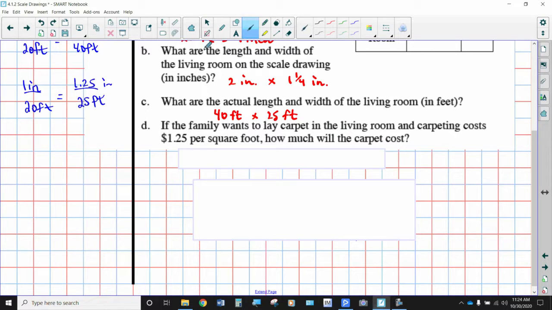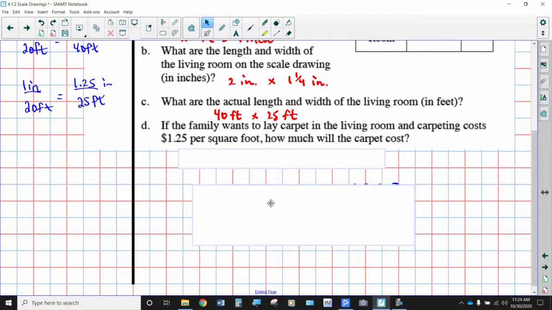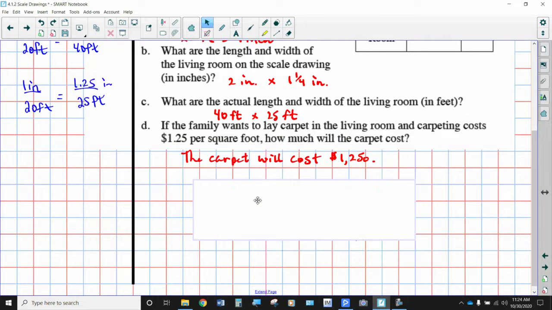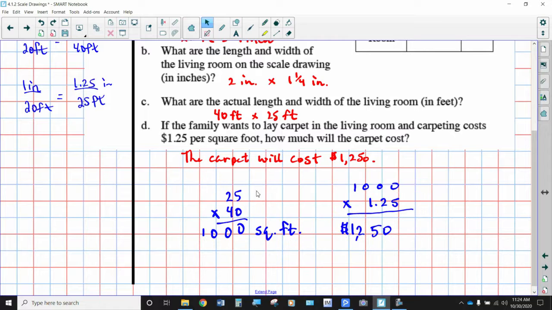All right, let's take a look and see what we got here. So looking at this, we're going to declare the answer. The carpet will cost $1,250. And how did we get that? Well, when you multiply base times height, 25 times 40 is 1,000, and that's 1,000 square feet because we're talking about area. And since this costs $1.25 per square foot, every square foot times 1,000 is 1,250, right?